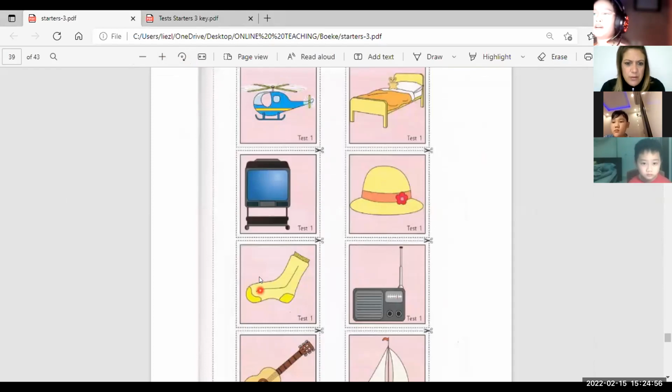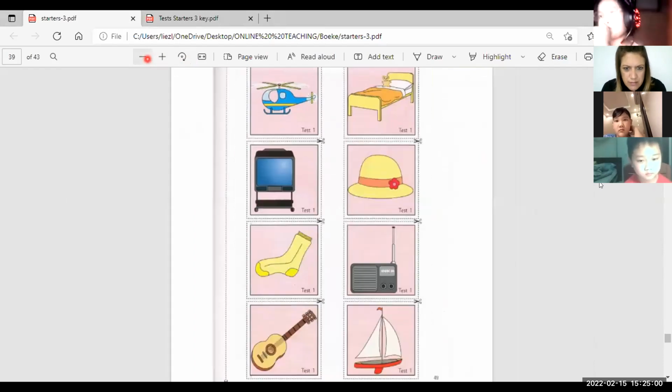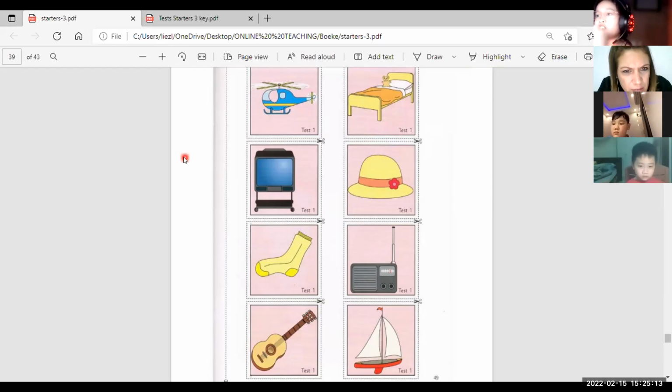Okay, let's have a look at this one here. Dongni, what? A shop. Yes? This is a shop.